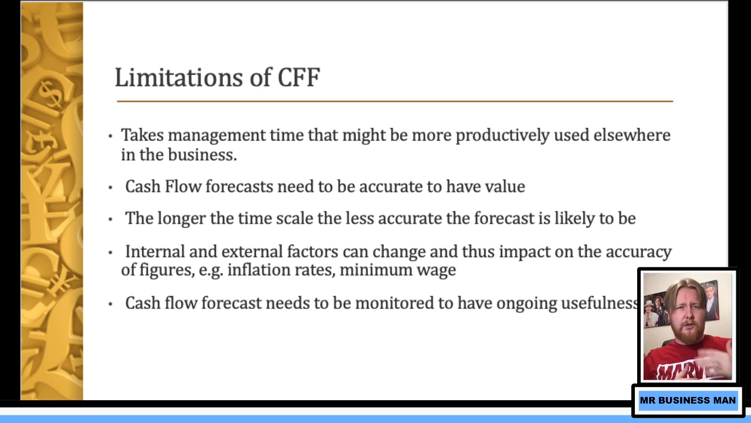That's why I want to keep it to 6 months or less. Remember, the more cash flow forecasting you do, the better, essentially. But you just got to think about the opportunity cost of doing it too often, and is it really going to add anything to it? Internal and external factors can change and thus impact on the accuracy of figures: inflation rates, minimum wage. We talked about things like this, government changes, coronavirus, all these different things that affect it. Cash flow forecasts need to be monitored and have ongoing usefulness.